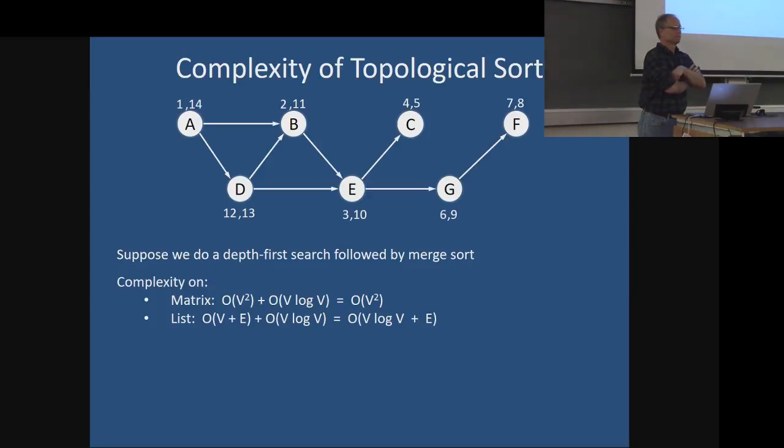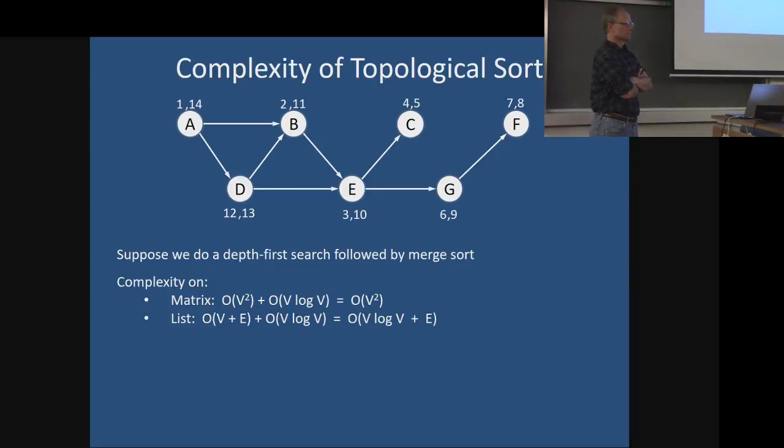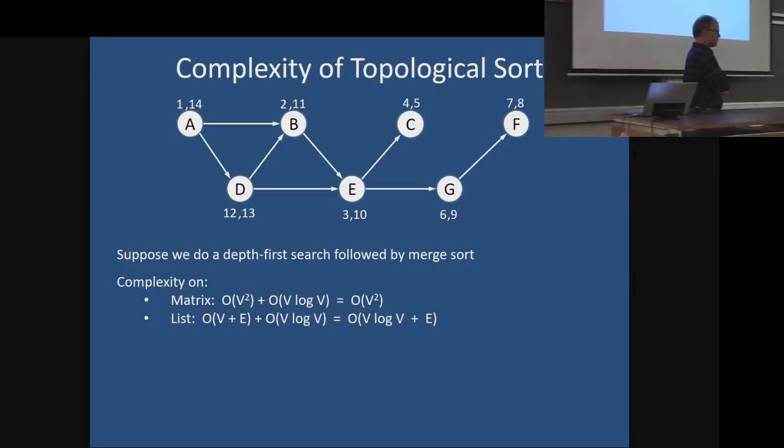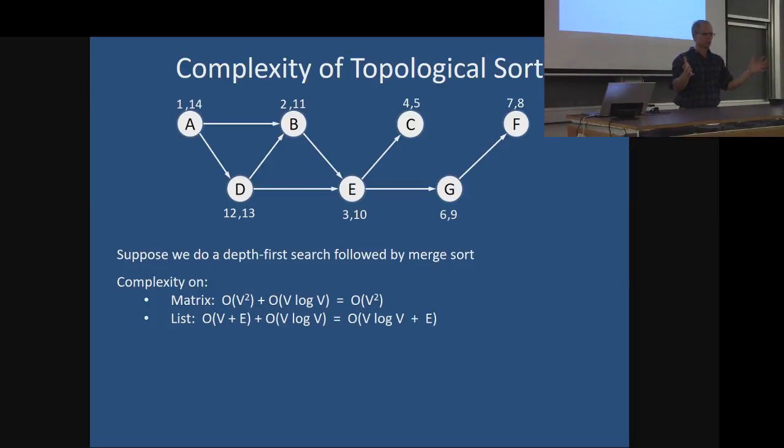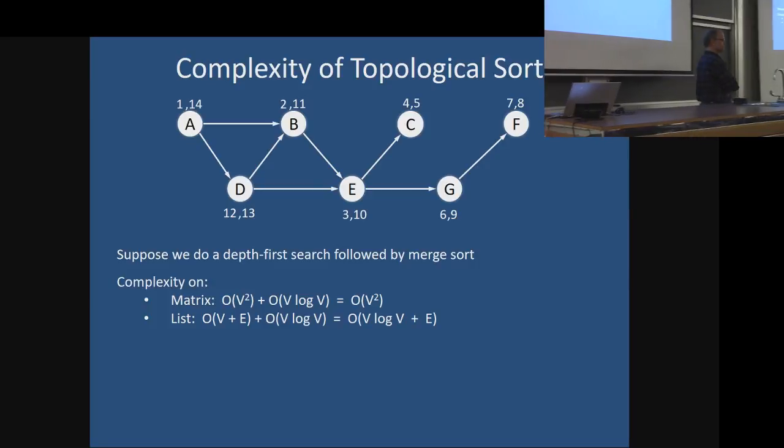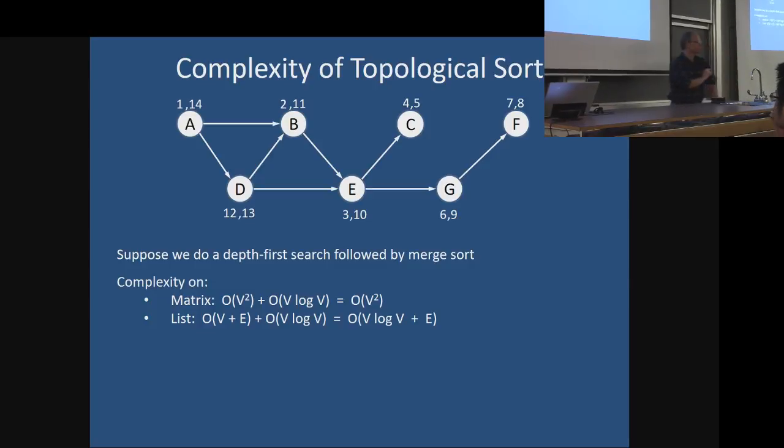Are you talking about sorting the vertices in alphabetical order? No, I'm not talking about sorting the vertices in alphabetical order. I'm talking about running depth first search, associating the post times with the vertices, and sorting on post times. Couldn't you just include the sorting in depth first search? Well, that's where we're headed. Yeah, we can improve on that.